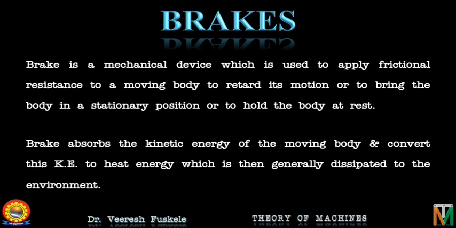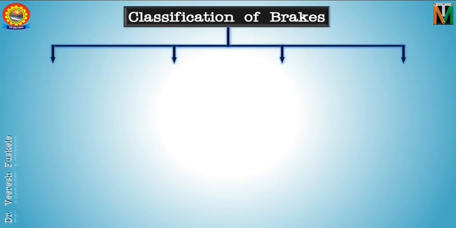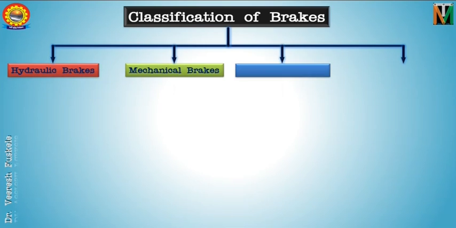Now, having defined brakes, let us now see the classification of brakes. Brakes are broadly classified in four types: mechanical brakes, hydraulic brakes, electrical brakes, and pneumatic brakes. Mechanical brakes are generally used for low power absorption, and the rest three are used for high power absorption. In hydraulic brake, we use fluid. Electric brakes are used in generators, etc. With the help of eddy currents, we apply the electric brake.